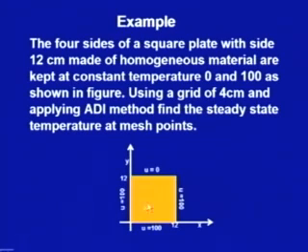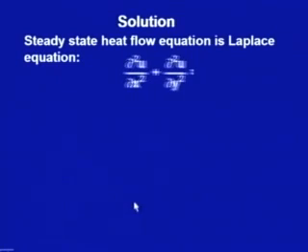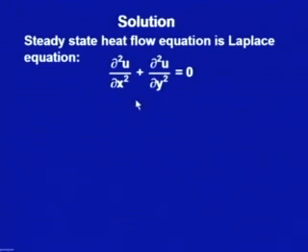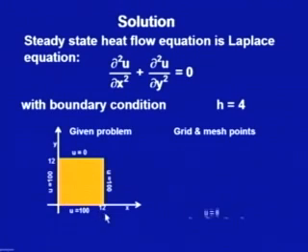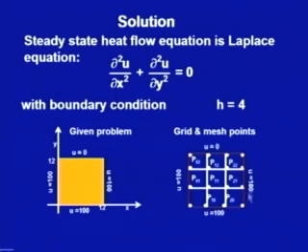So, we have to use this 3 cross 3 grid point. Let us see what our problem is. You do remember that this is the same problem which we have done using the Gauss-Seidel method. The steady state heat flow equation is the Laplace equation that we do know, del 2 u over del x 2 plus del 2 u over del y 2 is equal to 0. Now, with the boundary conditions given, using h equal to 4, we have to find out the grid and mesh points on this region of interest, which is a square region. So, we get a 3 cross 3 grid point.